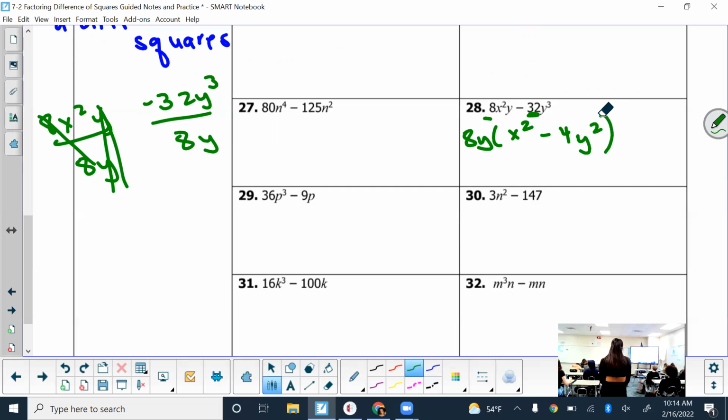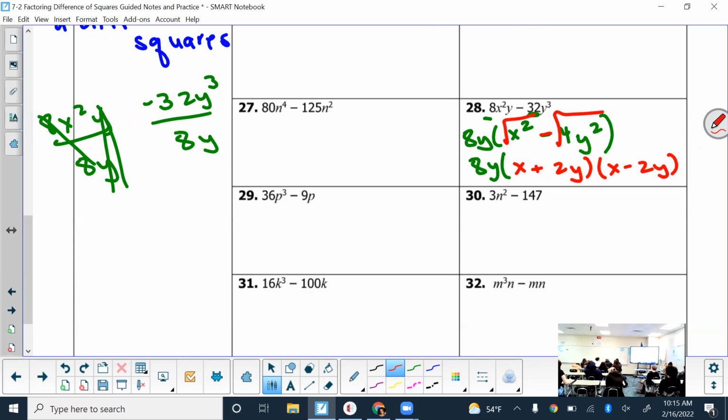Y squared. All right. Now check if your parentheses have a difference of squares. Do they? Yes, it has a minus sign. It has perfect squares on each side. So what's the square root of x squared? What's the square root of 4? And the square root of y squared? Good. And then your other parentheses will look exactly the same, just with a minus sign. So questions on 28? Any others you want to see?